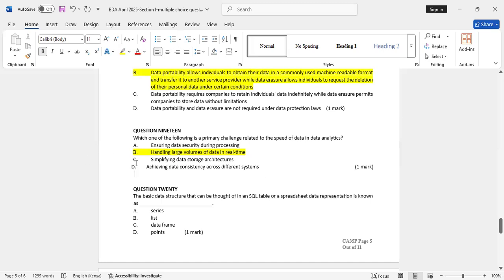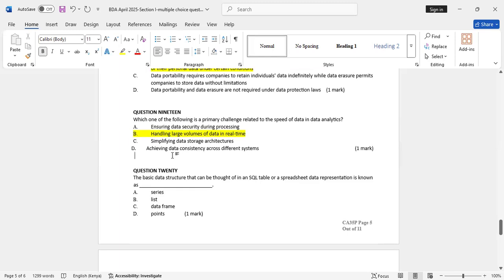So let me go to C. I eliminate simplifying data storage. So how will speed be involved with storage? D, achieving data consistency across different systems. No, that's not right. So the correct answer here was B.